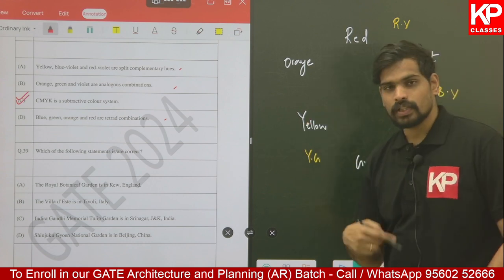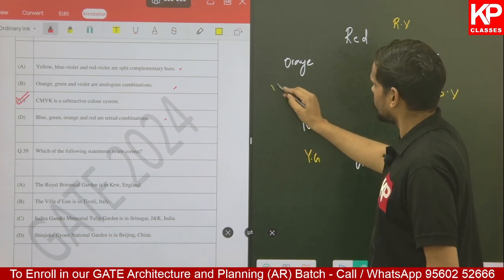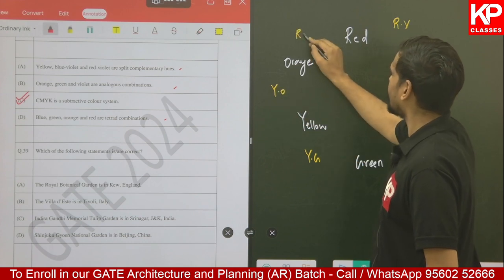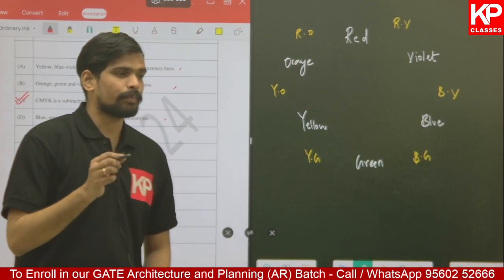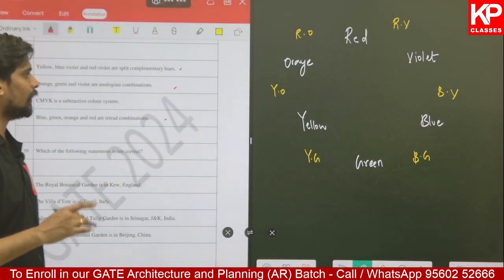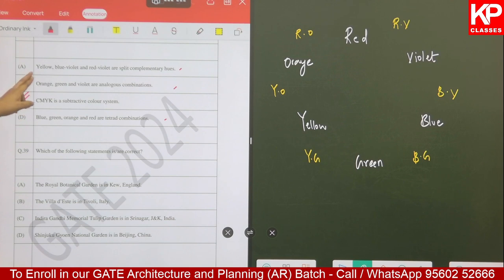Always write the primary first and then the secondary. So yellow orange and red orange. So these are the tertiary colors. So I have written down the primary, secondary and tertiary of the 12 part color wheel. Let us check the options one by one now.